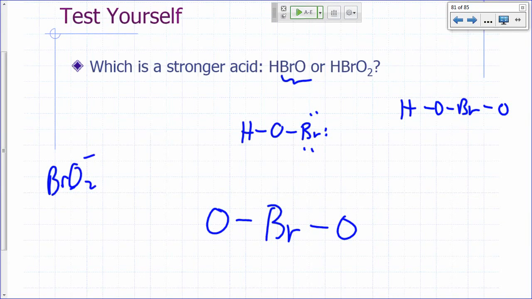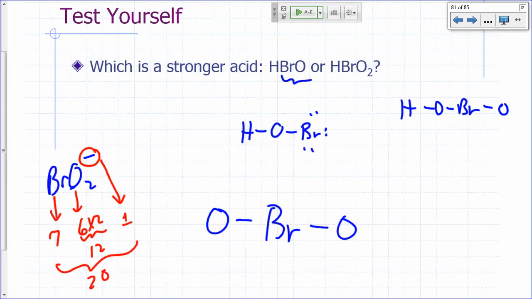How many valence electrons do we need to show? Bromine gives you 7, right? Oxygen gives you 6. 6 times 2, that's 12. And the negative 1 gives you an extra 1. So 7 plus 12 plus 1 gives you 20 valence electrons. So I try to do an octet around each one. That gives me 16, right? 8 on this side, 8 on that side, so 18, 20.